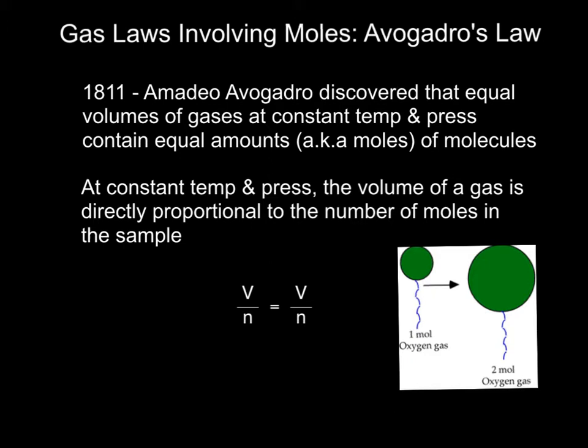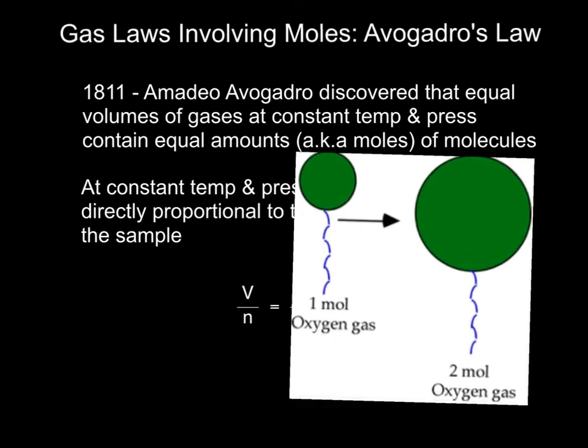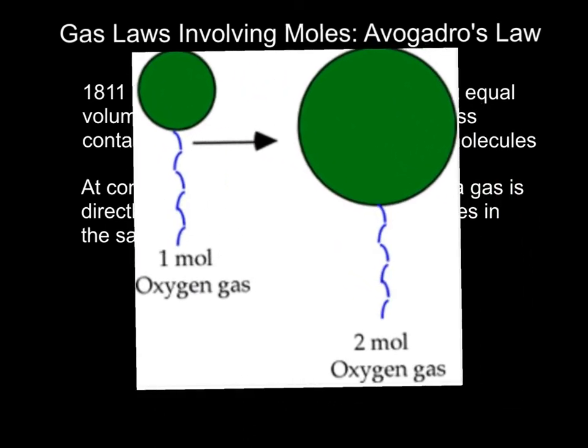And so Avogadro didn't just limit himself to studying the number of atoms in a sample and helping us to develop Avogadro's number and the mole. He continued his work with gas laws. And he noticed that at a constant temperature and pressure, the volume of a gas is directly proportional to the number of moles in the sample. So here I have this diagram. Let's take a look. 1 mole of oxygen gas has 1 volume, and 2 moles is twice the size. And so this is a direct proportion. The volume and the number of moles are directly proportional to one another.